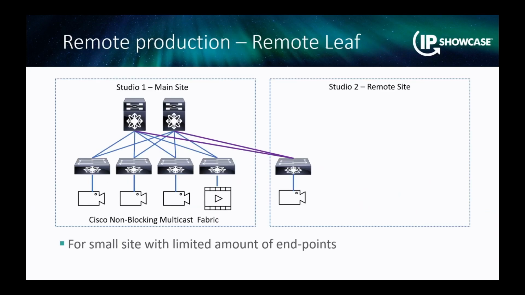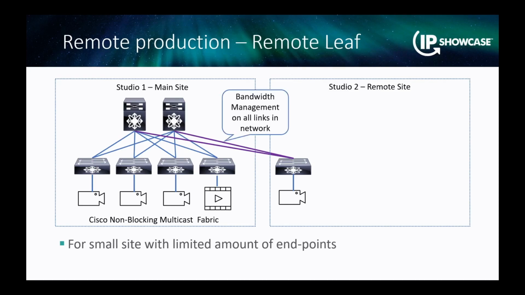But what happens if you have a remote site? Something local in a different building or somewhere not so distant, with a smaller production and a limited amount of endpoints which you need to connect. You can dedicate a leaf to that site. Imagine that you need to connect this hall to another hall at IBC. You can do that by just expanding with another leaf in the other hall and connecting those endpoints there.